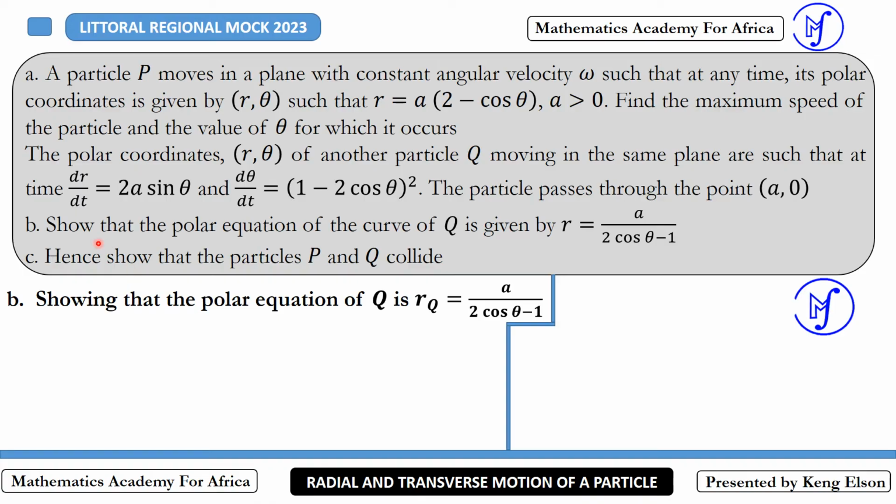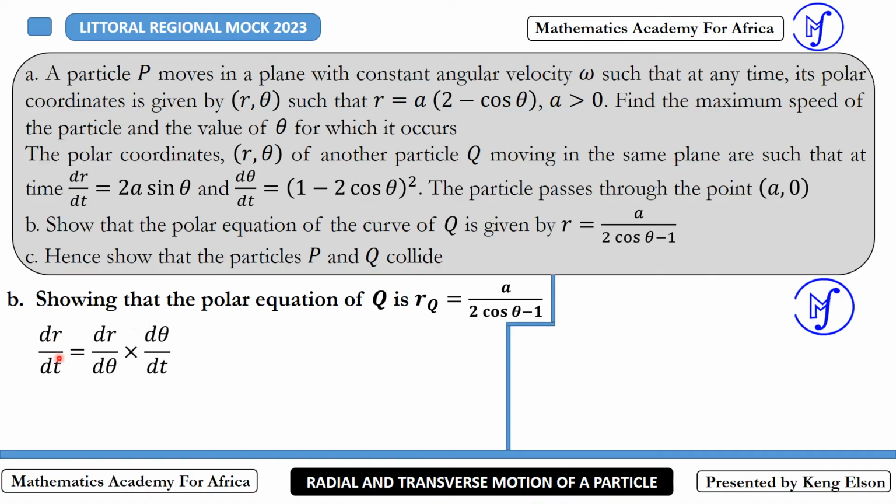So B requires us to show that the polar equation of the curve of the particle Q is given by this, and C requires us to show that the two particles P and Q collide. P is a particle in equation A, and Q is a particle in the next part of the equation. So we have that dr/dt is equal to 2a sin theta, and d theta/dt is equal to this quantity. So, paying attention to the transformation that I'm going to use.